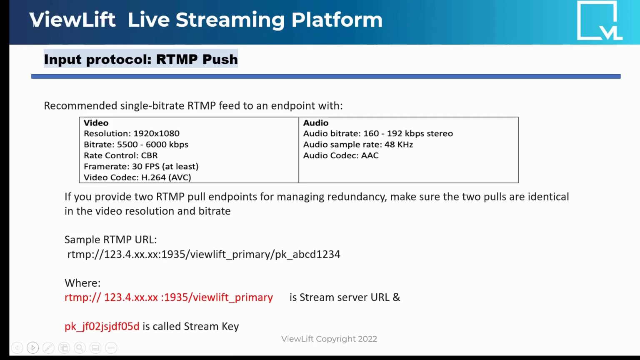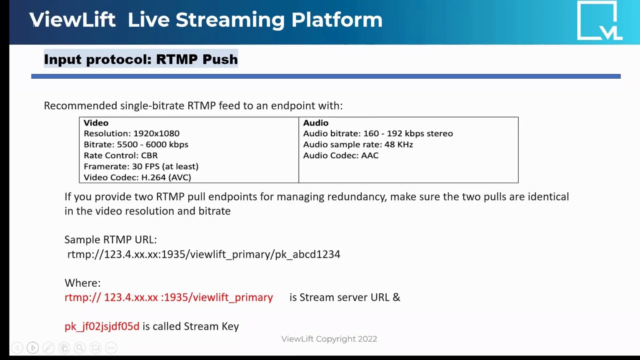Sometimes we create two pipelines to maintain redundancy, so you target two RTMP endpoints. There would be one primary and the other would be a backup. When sending two RTMP streams for the same event, please ensure that both the video resolution and bitrate are identical, exactly the same. Because if one fails, it will fail over to the other one, and the output quality would remain the same. Please ensure that both outputs are the same.